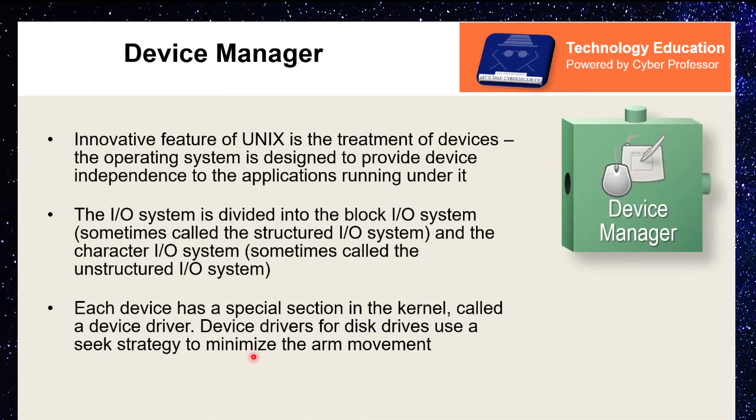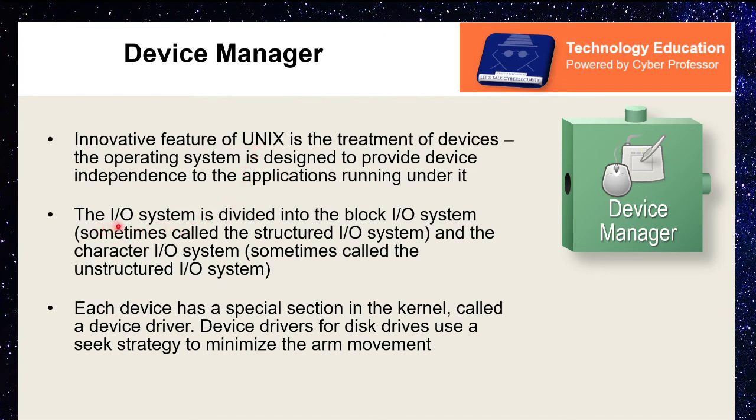As far as the device management features of Unix, Unix has an innovative feature in the treatment of devices. The operating system is designed to provide device independence to the applications running under it. When we say devices, we are talking about the devices that you are able to connect to a Unix computer, meaning a printer, a scanner, and those devices that are connected physically to a UNIX computer.